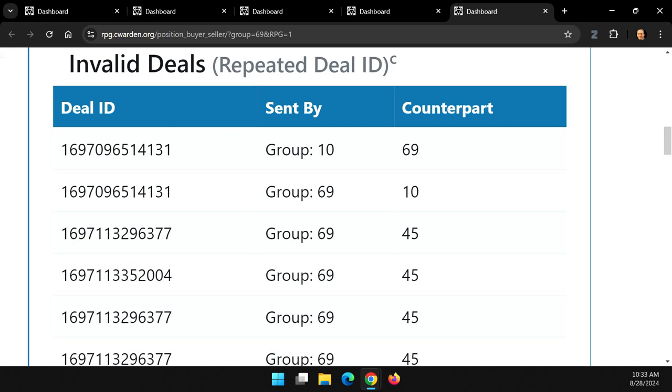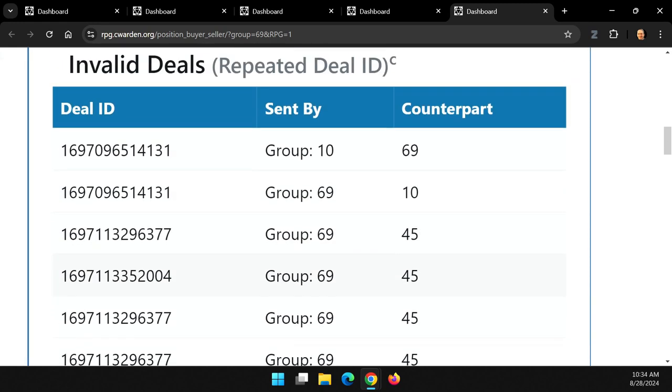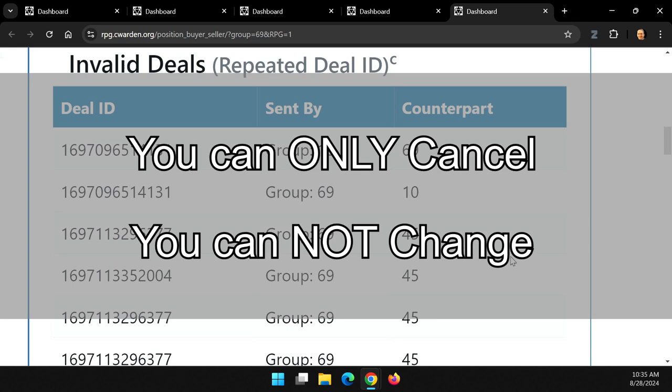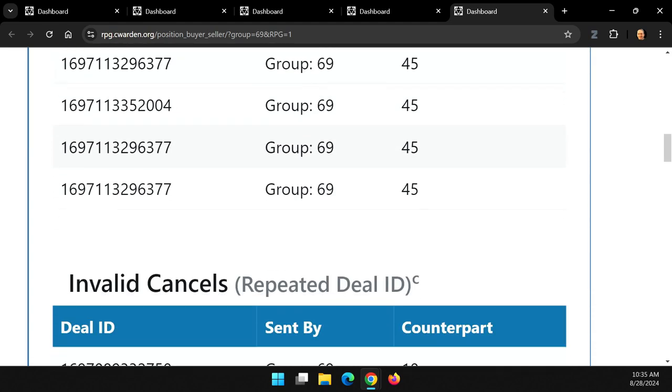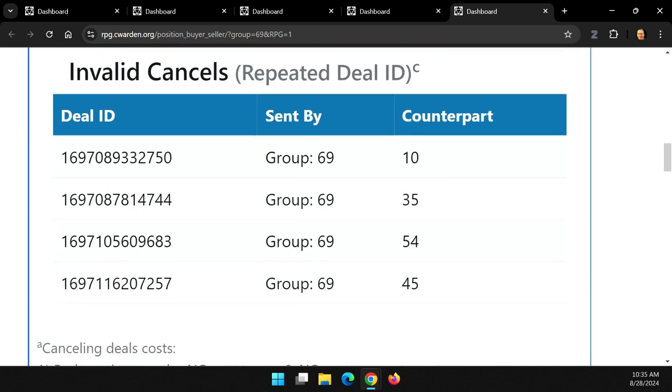Okay, is there any punishment for this? What happens if you do an invalid deal? Well, there's no real punishment for this. It just means that the deal doesn't happen. It also does not change any previous deals. Once a deal is made, you can only cancel it. You cannot change it. So you can never change it. You can only cancel, not change. Okay, so that's an invalid deal. There's no real punishment, but you need to be careful not to waste your time or get confused.